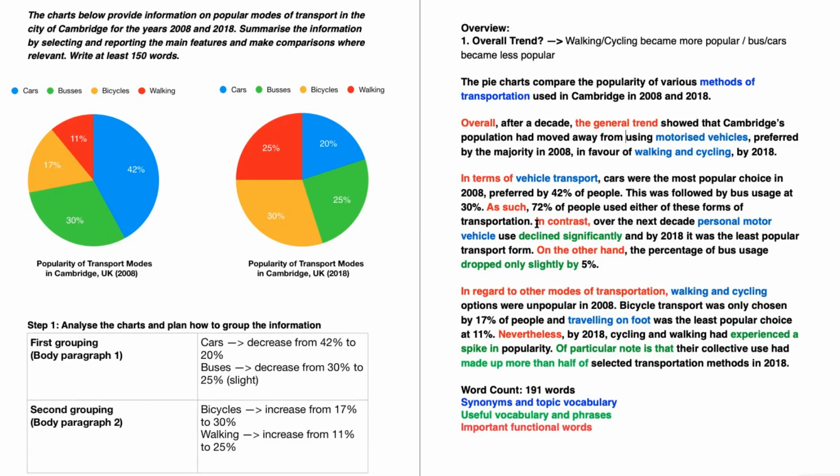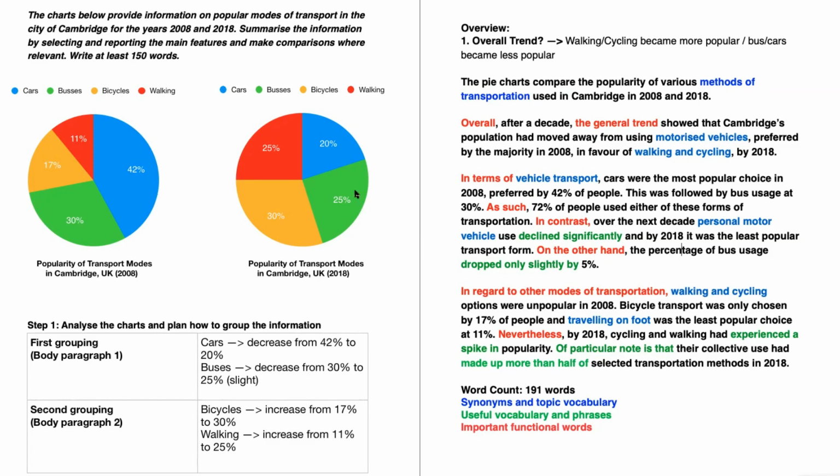And then I see, in contrast, over the next decade, personal motor vehicle use declined significantly. And by 2018, it was the least popular transport form. So I have gone ahead and talked about this comparison. So it decreased from 42 to 20%, and I've even talked about how it is the lowest number here in 2018. So it is a significant decline. Then, on the other hand, the percentage of bus usage dropped only slightly by 5%.